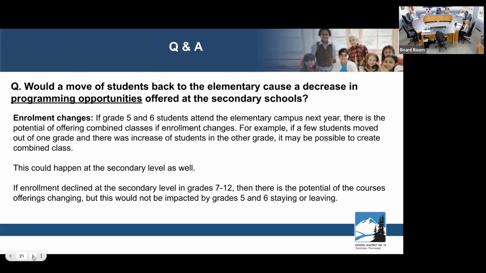This may happen at the secondary level as well, even if the students did stay there. It all depends on the number of students in each grade and the composition. If enrollment declined at the secondary level in grades 7 to 12, then there's potential of the course offerings changing, but this would not impact our grade 5s and 6s staying or leaving either way.